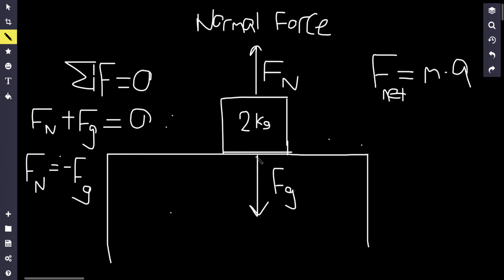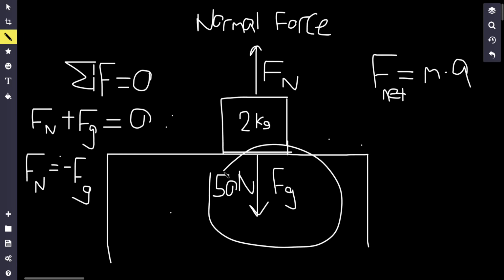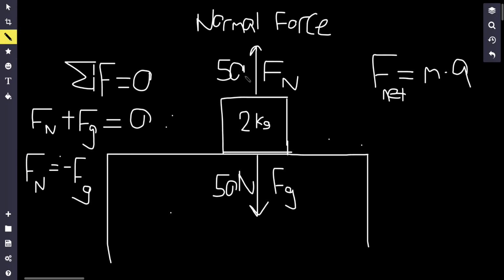So think about it like the force of gravity is pointing downwards. Let's say it has a weight of 50 newtons. Therefore, the normal force has to counteract this weight by pushing up with a force of 50 newtons. All right, so these forces will just balance out and the box ain't going to be moving.